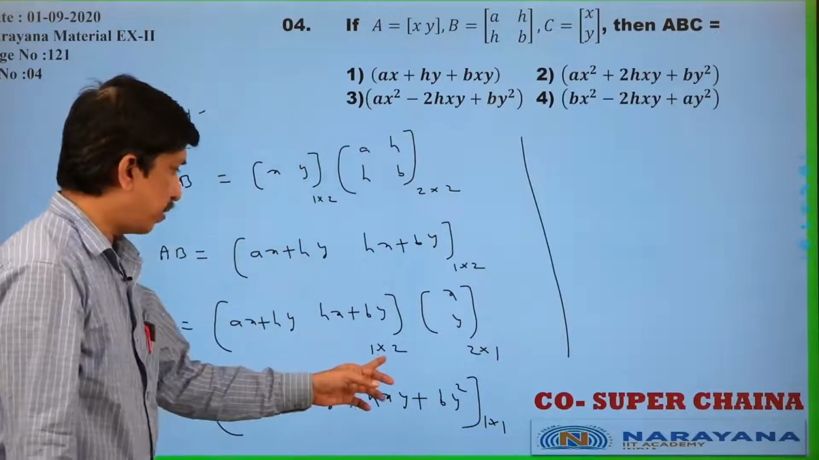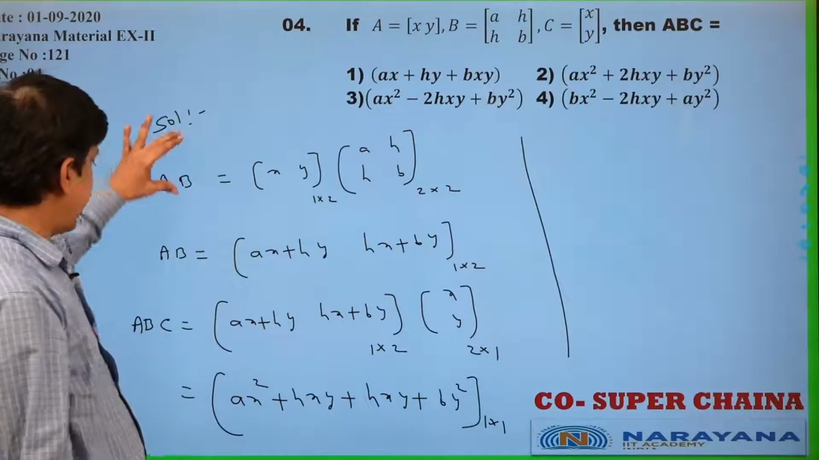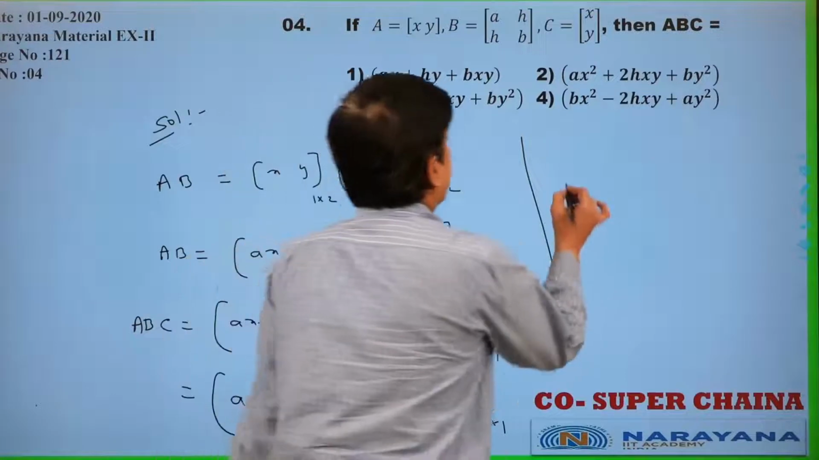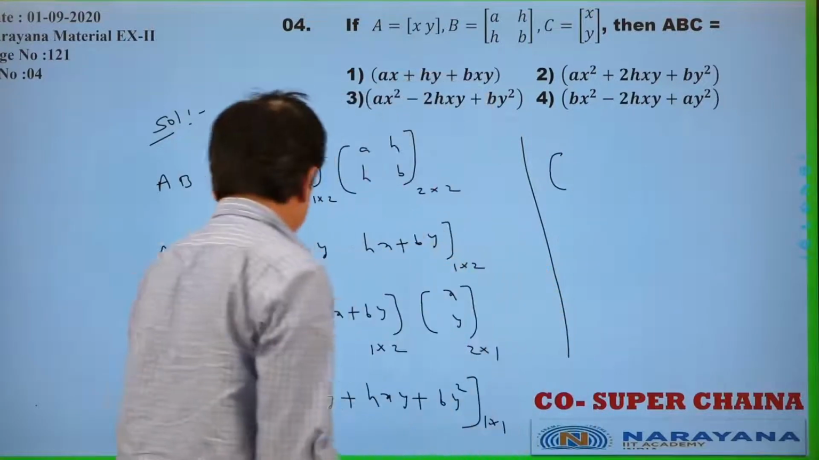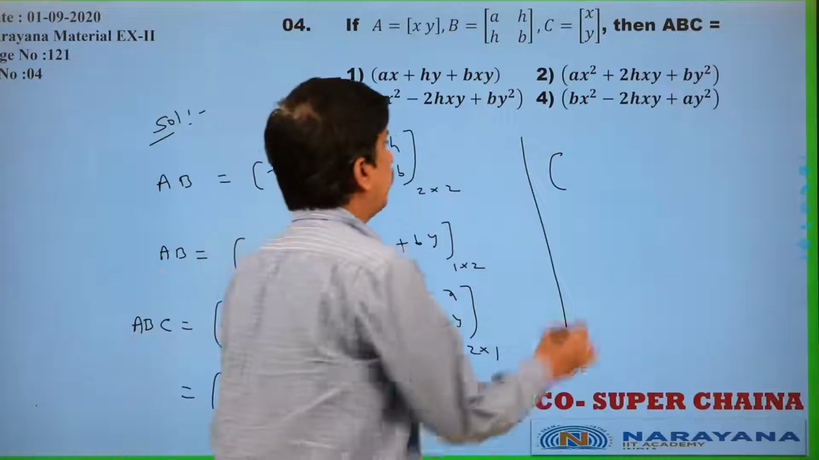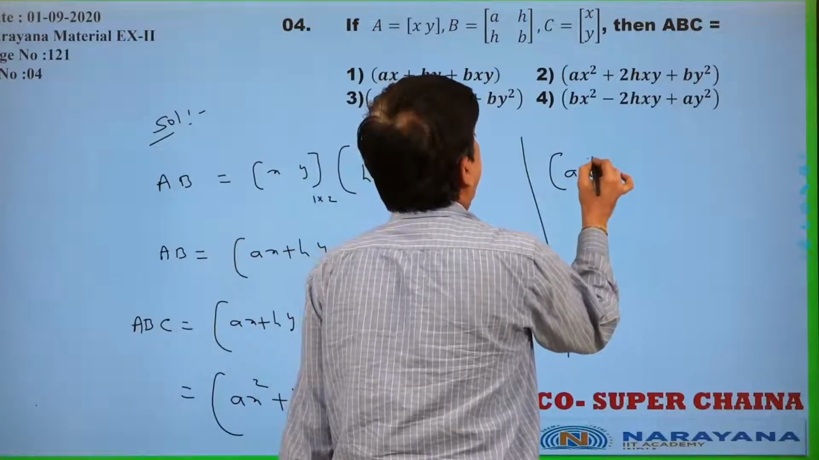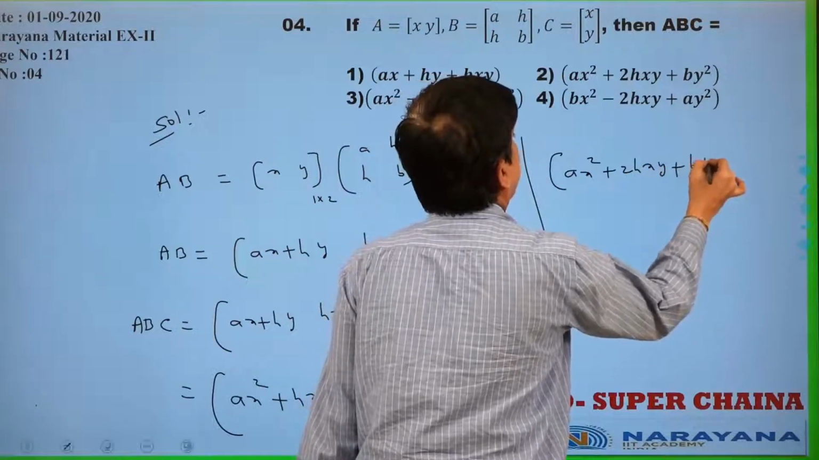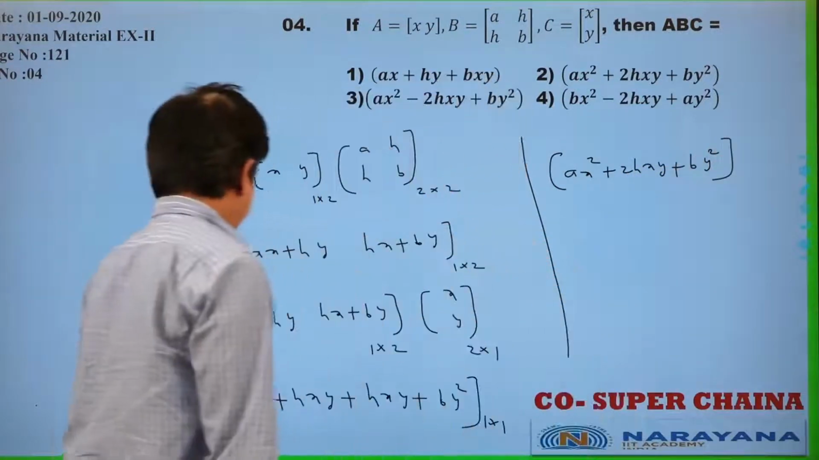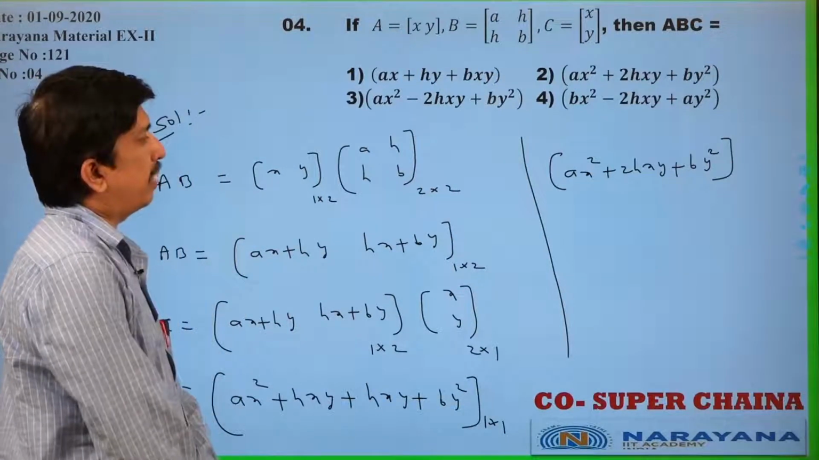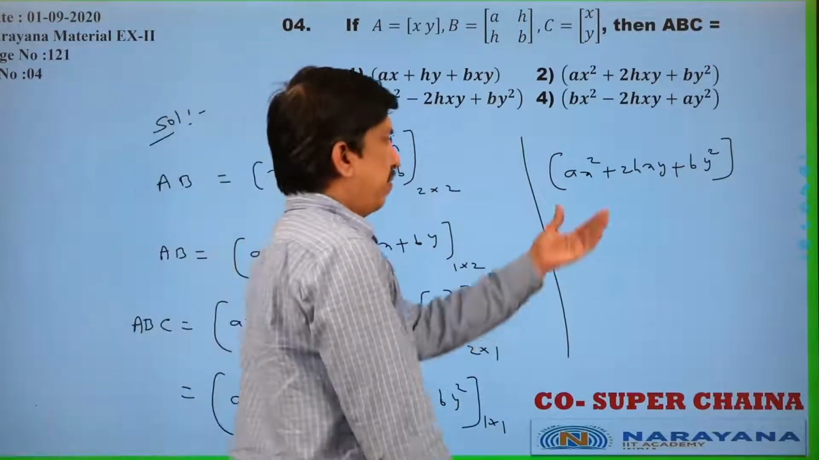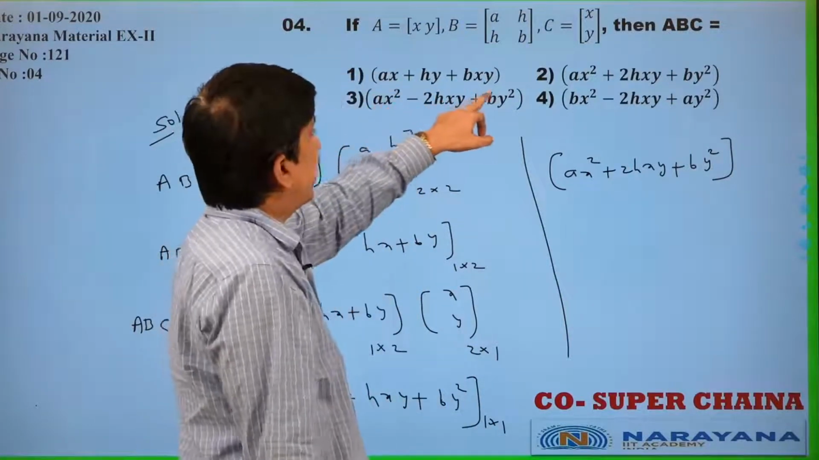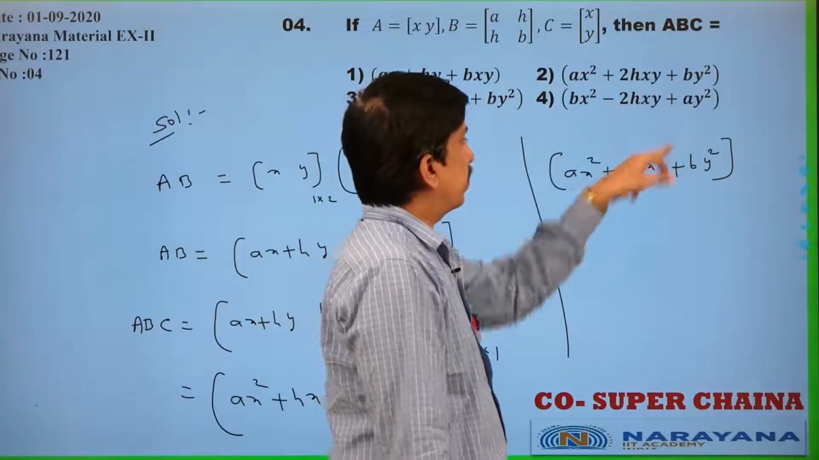Is it clear? 1 by 2 and 2 by 1 multiplication. First I did AB, after that ABC. Now this result is ax² plus hxy plus hxy, which gives ax² plus 2hxy plus by² only. It is a 1 by 1 matrix only. We got it like that. Options like ax plus hy, bxy are wrong. The answer is ax² plus 2hxy plus by².